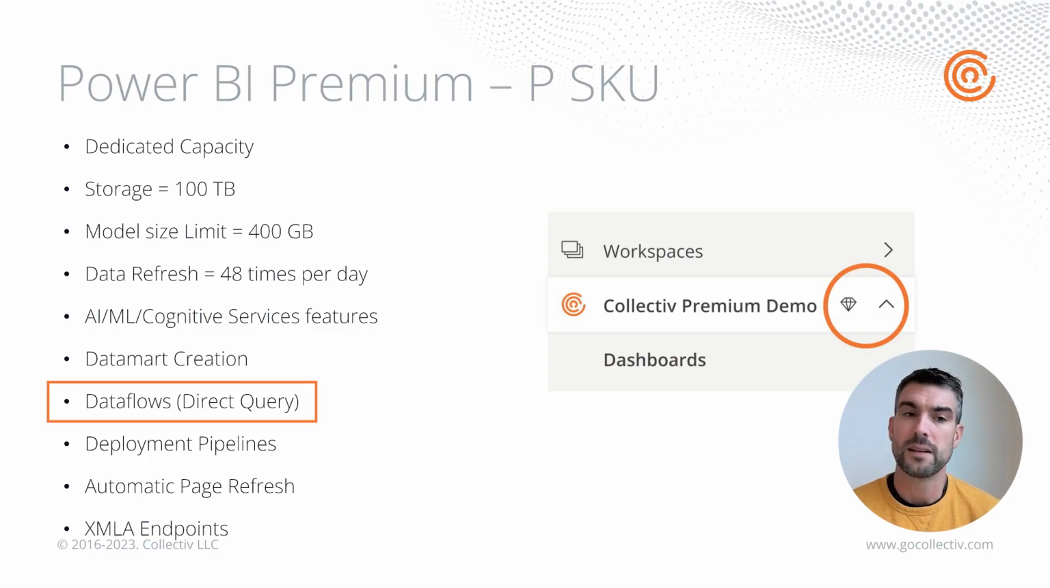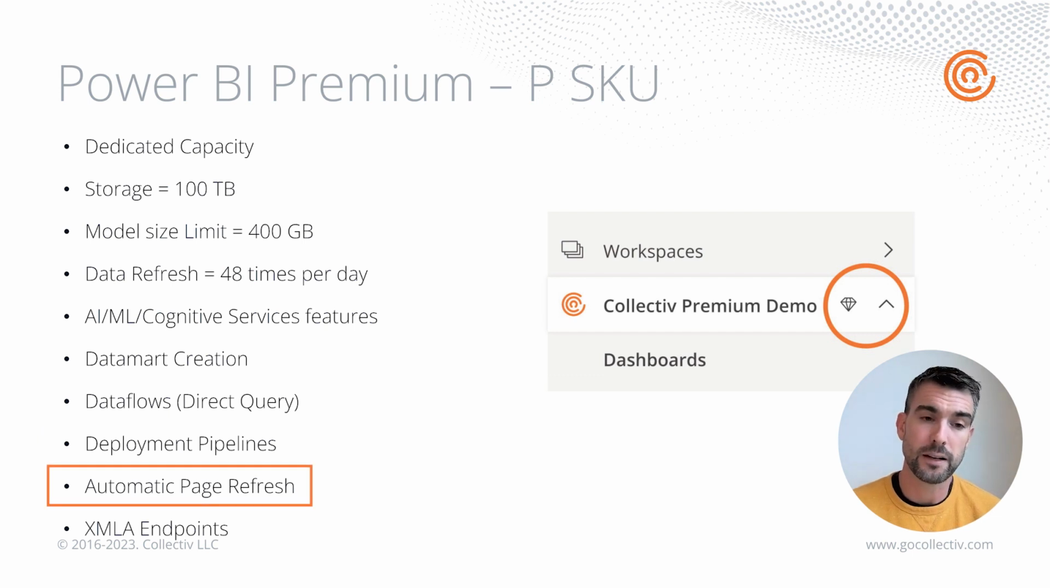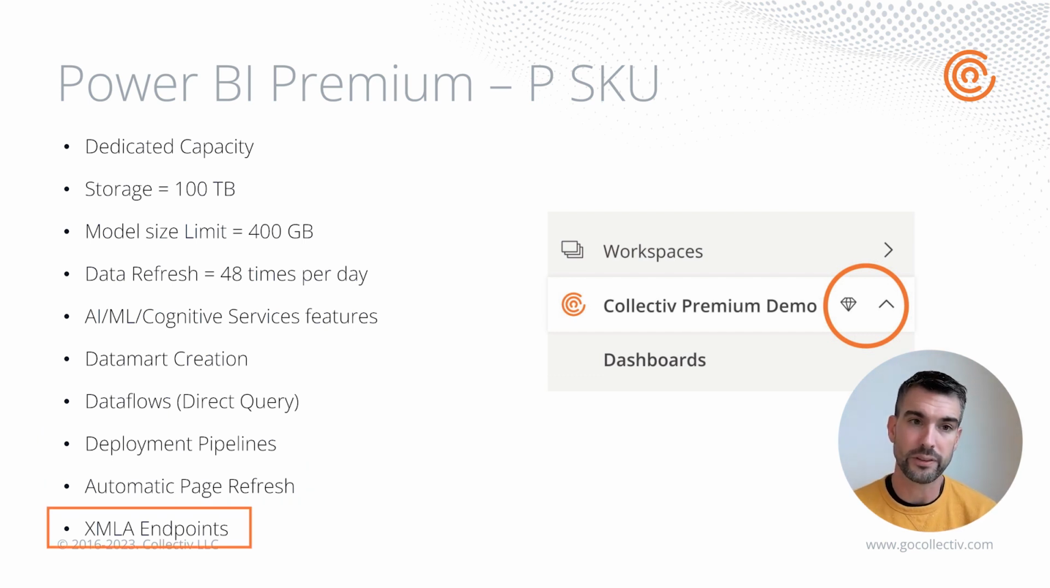Data flows are offered with the Pro SKU. However, there are some features with the data flows that are not offered in Pro that Premium does allow. So one of those is direct query. So I can directly query a data flow with a Premium SKU, but with the Pro SKU, I cannot do that. The other thing that the Premium SKU offers is deployment pipelines. Another offering is automatic page refresh. And finally, you do get access to XMLA endpoints when you have a premium SKU.